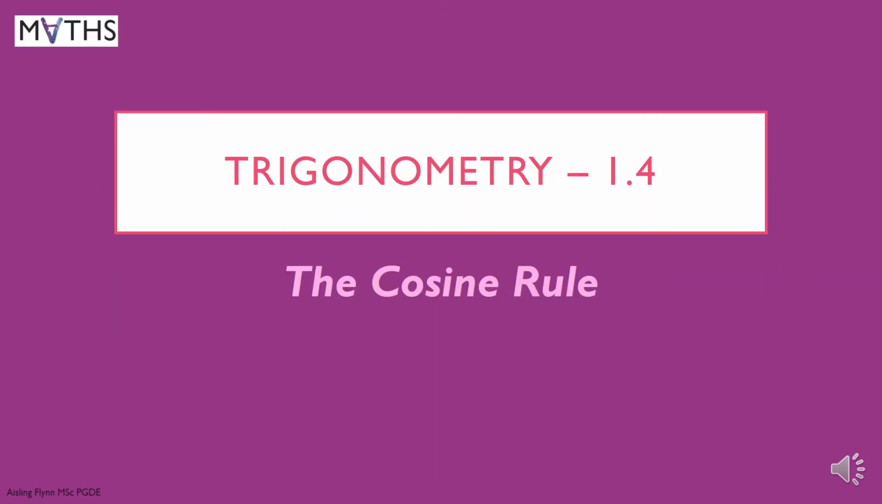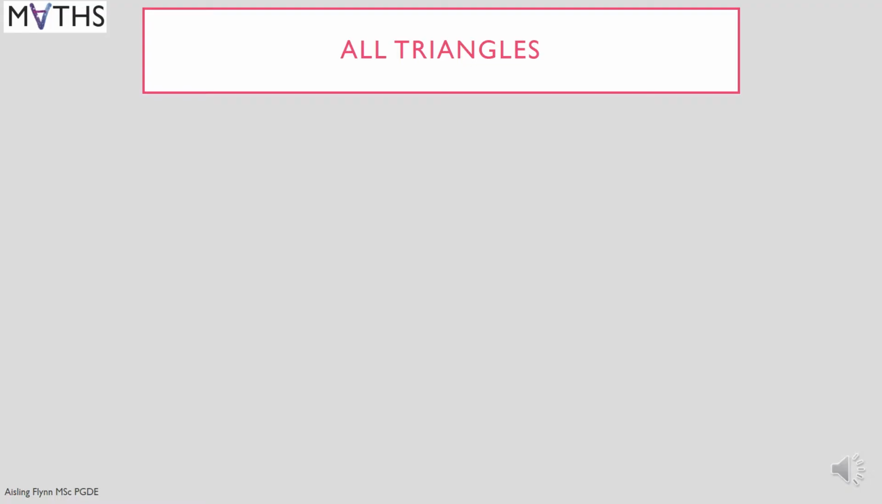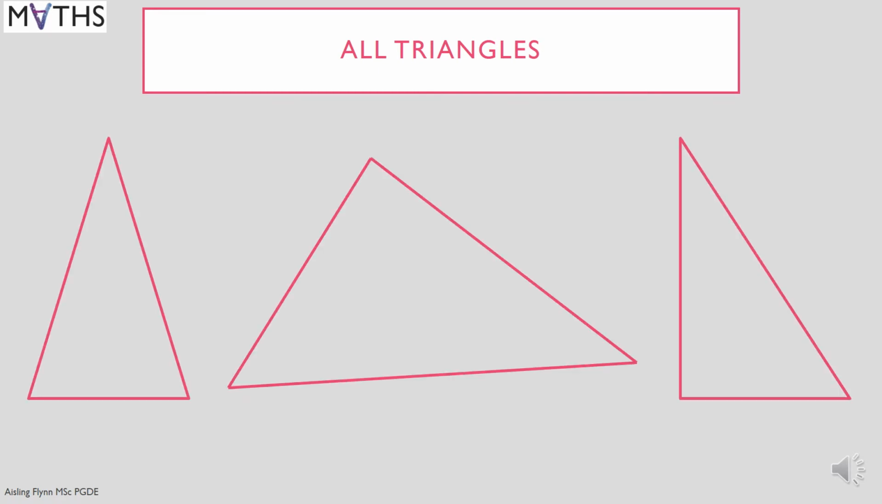This is Trigonometry 1.4, the cosine rule. The cosine rule applies to all triangles. Some of what we've learned, Pythagoras' theorem and the ratios sine, cos, tan, only apply to right angle triangles, but the cosine rule applies to all types of triangles.